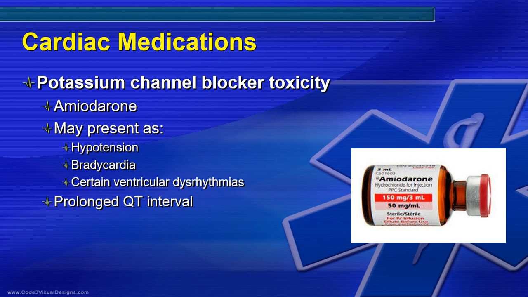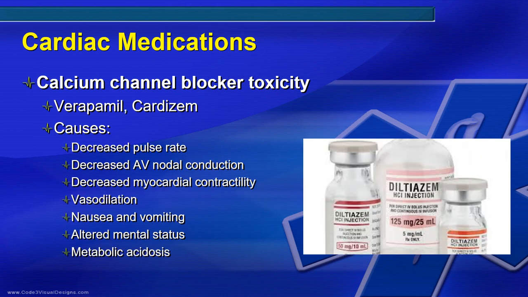The treatment of acute potassium channel blocker toxicity is primarily supportive unless you have torsades de pointes, and then you would consider giving IV magnesium sulfate. Calcium channel blockers: this is going to include verapamil and Cardizem.